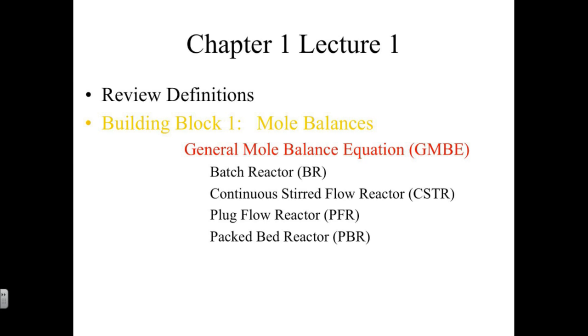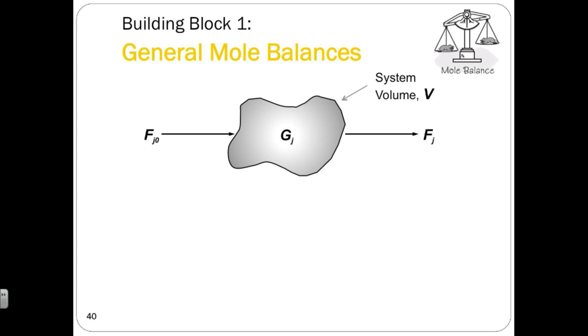So, the general mole balance equation. We start with the system volume. We have a certain molar flow rate of species j in, F_j0. We have a certain molar flow rate F_j of species j out. In the reactor, we generate species j at a rate G_j. And again, our system volume is V.